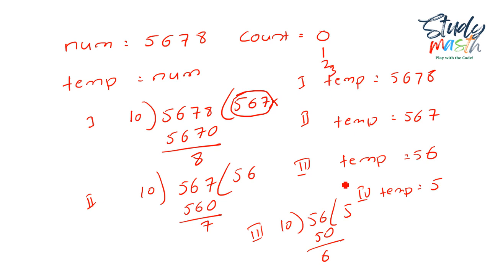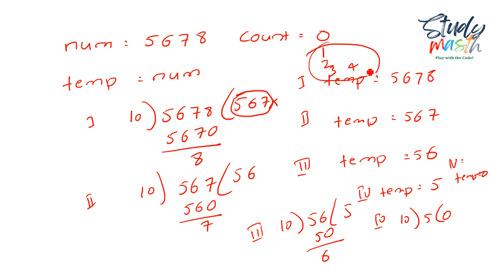5. Here my count is going to increase. For the fourth one, what is going to happen? 5 divided by 10: whenever the divisor is greater, we get 0. So finally, in the fifth iteration, my temp value becomes 0. But I got my count of 4 by then itself, because 5 is gone.